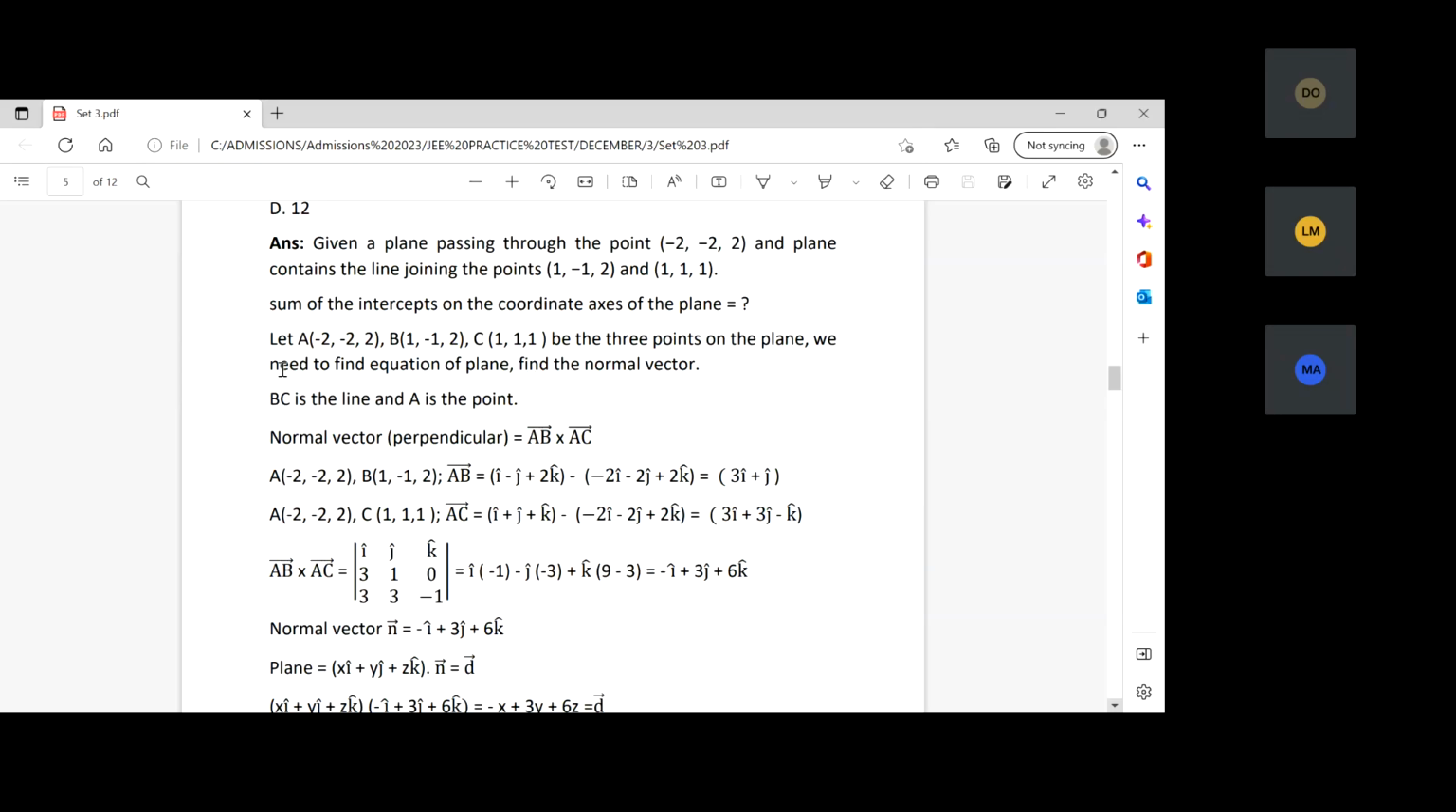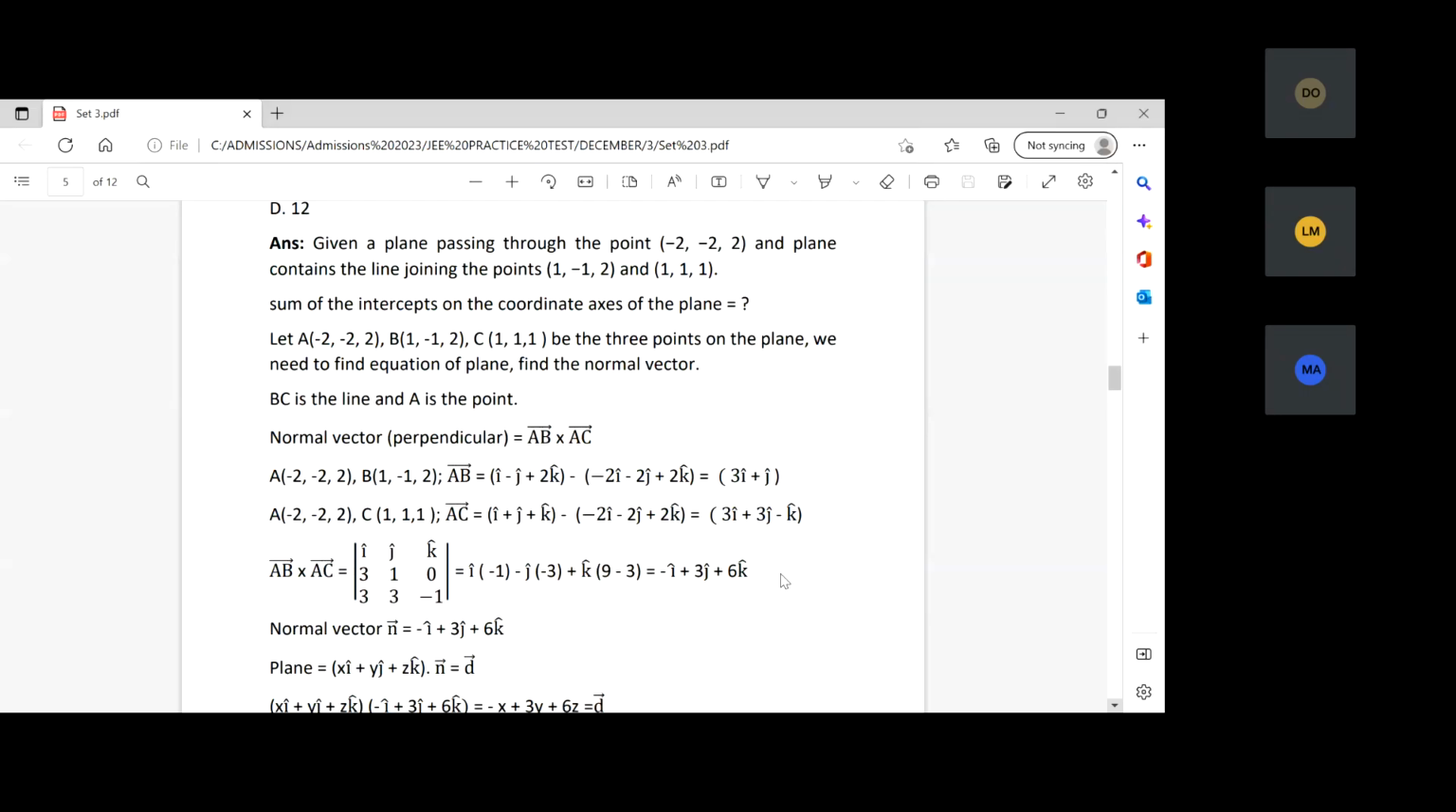So this is minus 2i minus 2j plus 2k, and this is i plus j plus k. So you have AC as 3i plus 3j minus k. Once you have these two values, you will be able to find the cross product. So it is something like i, j, k. The first one is 3, 1 and the k is 0. And the second one is 3, 3 and minus 1. So you can solve this and you get the value as minus i cap plus 3j cap plus 6k cap.